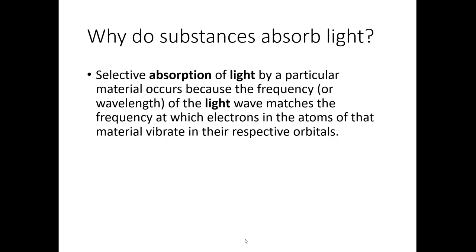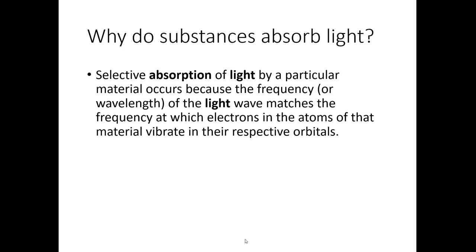Well, selective absorption occurs because the frequency or wavelength of the light wave matches the frequency at which the electrons in the atoms of that material vibrate in their respective orbitals. And as we saw in class, it is possible for a substance to have an arrangement of orbitals such that light of a particular wavelength has just enough energy to get electrons excited to higher orbitals, and that causes absorbance of light.